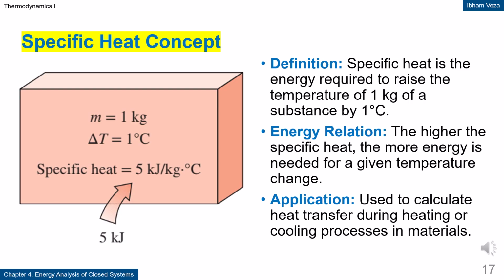Specific heat concept. Specific heat is defined as the energy required to raise the temperature of 1 kilogram of a substance by 1 degree. The higher the specific heat, the more energy is needed for the same temperature change. This concept directly links energy with temperature change. In engineering analysis, specific heat is often assumed constant over a certain temperature range. This definition is the basis for all heating and cooling calculations.